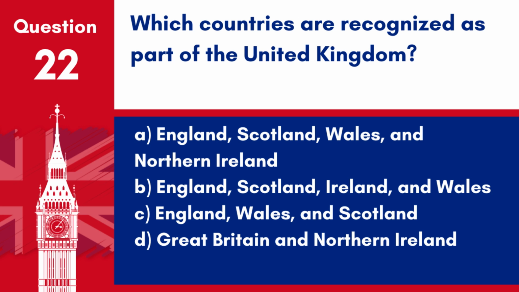A. England, Scotland, Wales and Northern Ireland. B. England, Scotland, Ireland and Wales. C. England, Wales and Scotland. D. Great Britain and Northern Ireland. Answer A. England, Scotland, Wales and Northern Ireland. The United Kingdom consists of 4 countries: England, Scotland, Wales and Northern Ireland.